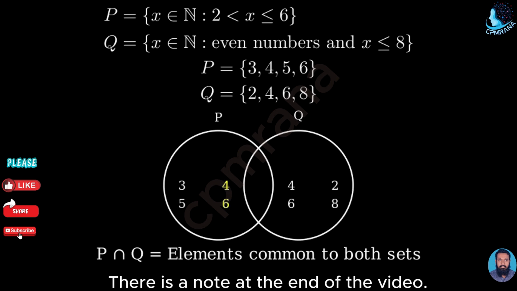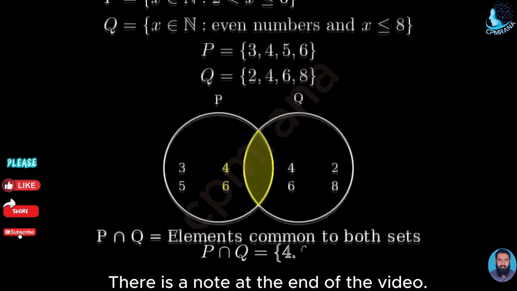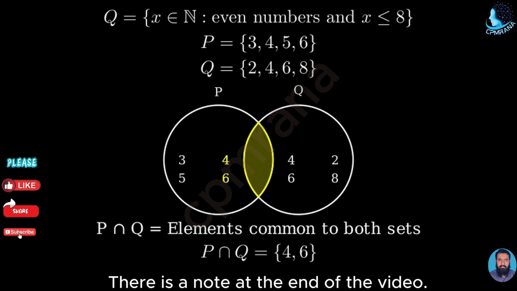Looking at our Venn diagram, we can see that 4 and 6 appear in both sets. These elements are in the overlapping region. Therefore, the intersection of sets P and Q is the set containing 4 and 6. We write this mathematically as P intersection Q equals the set containing 4 and 6.